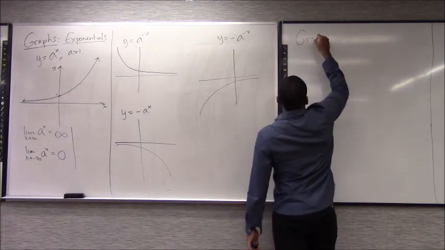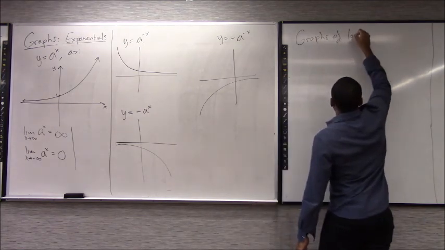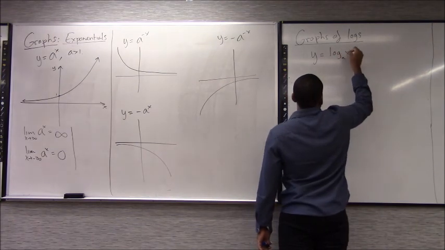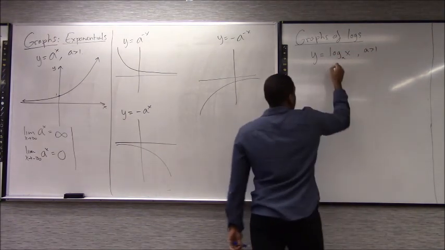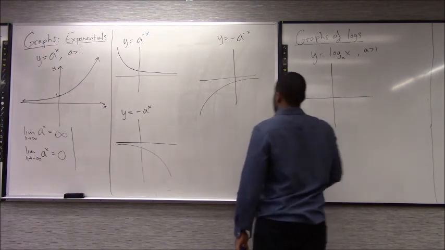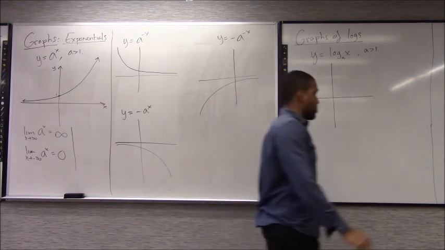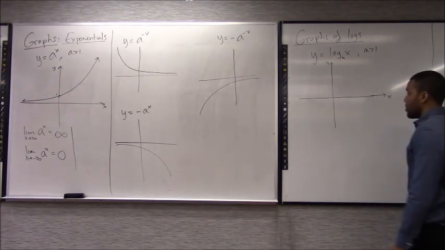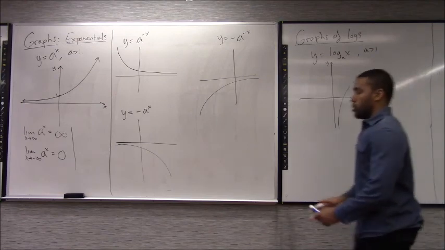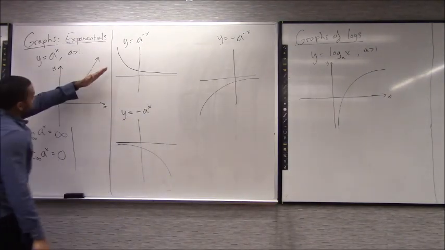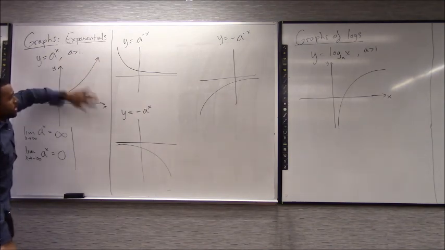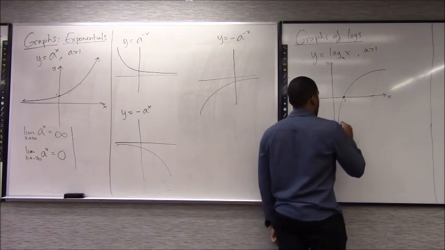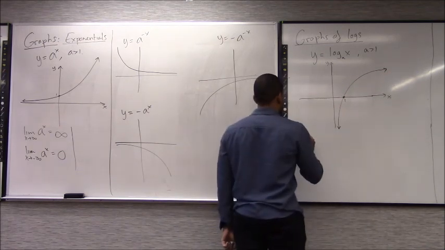If we look at the graphs of logs, let's say y is equal to log to the base a of x. What would that look like? Well, it would look like this. Why? Because it's an inverse function. Draw the line y equals x, reflect in that line, and you'll get this graph. It will pass through 1.